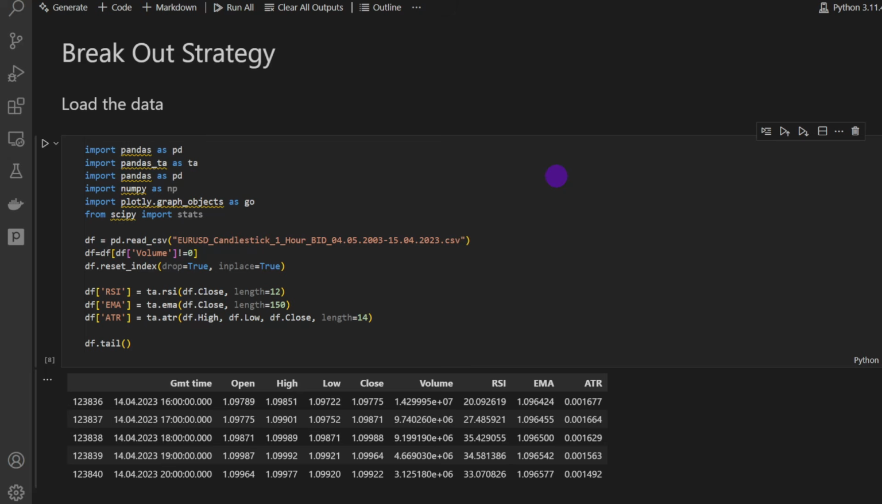So this is our Jupyter notebook file. We will start by importing the data, Euro US dollar 2003 up to 2023. That's 20 years of data on the hourly time frame. Then we're filtering the volumes where these are equal to 0. I'm adding the RSI, the EMA, exponential moving average, and the ATR in case they are needed later on.